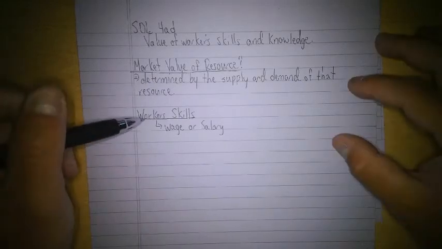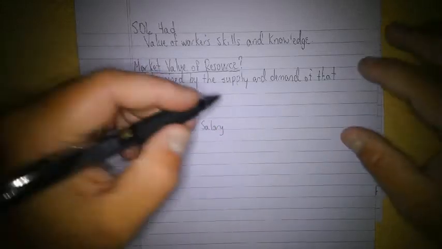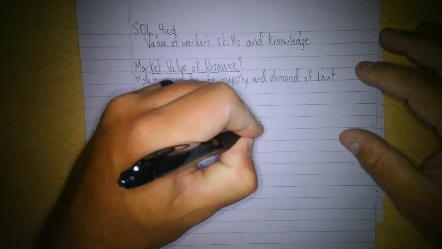So, worker skills, you get a wage or salary and it's based on the price of labor, okay? So you may want to put that in parentheses. Price of labor.